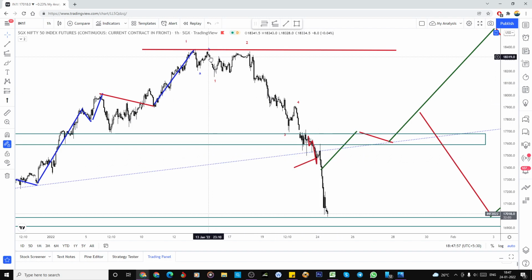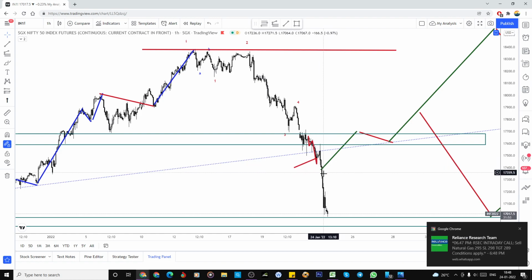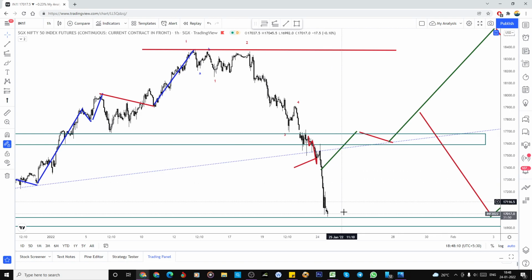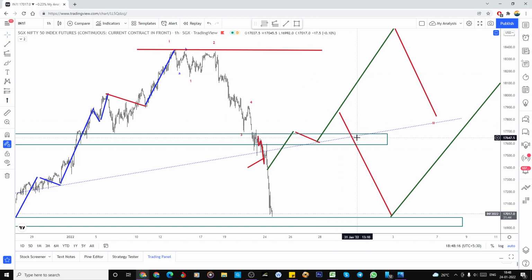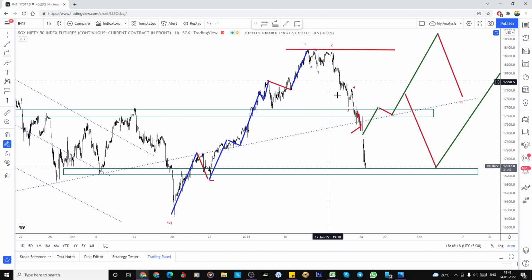Because as per what I said, ABC is a 1, ABC is a 2. So if this is the 3, 4 and ABC 5, it means exactly from here it should not break much to the downside to reach the previous support zone. It has to bounce from here, and only then aggressive price action has to happen here, once after the three-wave structure. But I expected the bounce.